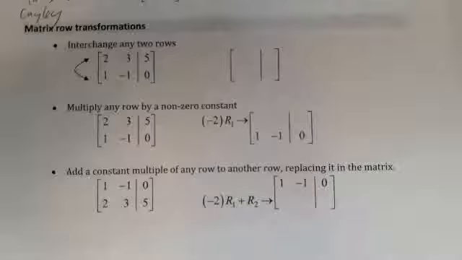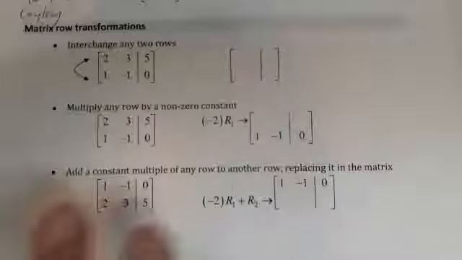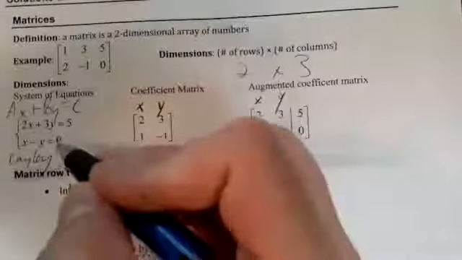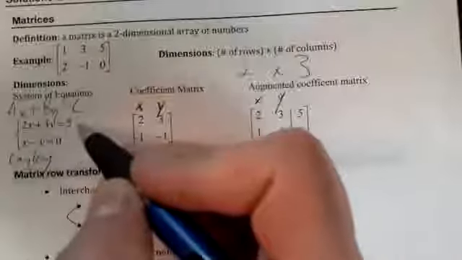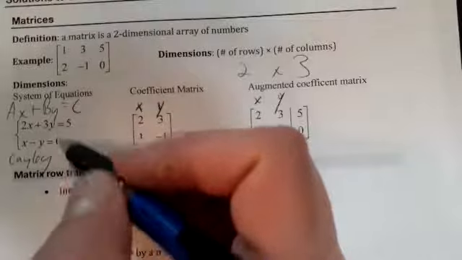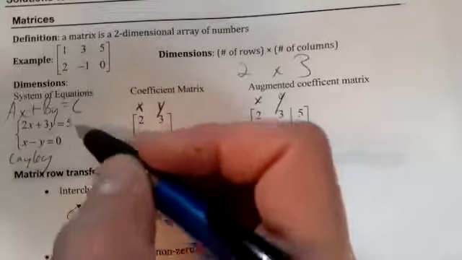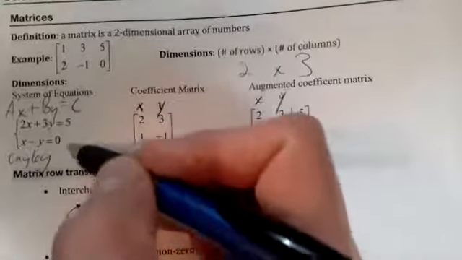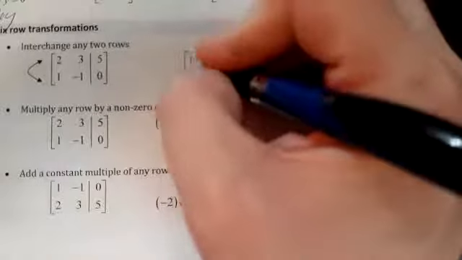So let's look. We can interchange 2 rows. Why can we do that? Because whether we write 2x plus 3y equals 5 first or x minus y equals 0 first, it doesn't matter. A system of equations is a system of equations, right? It doesn't matter which line we graph first. They're still going to intersect in the same point. So it doesn't really matter which one we do first. We can interchange our equations. So I can swap rows, as this is saying.